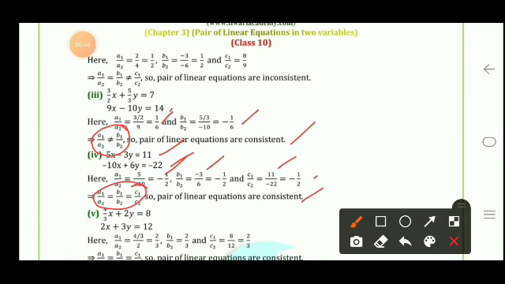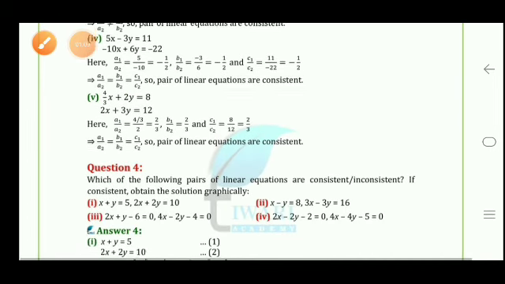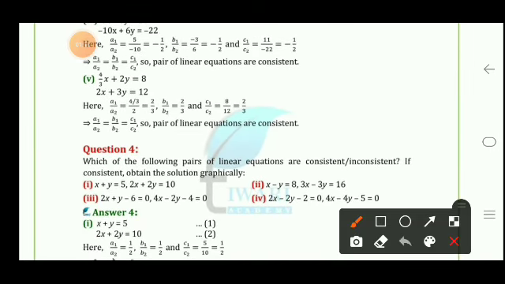Now we have the fifth part, 3x plus 2y is equal to 8, 2x plus 3y is equal to 12. So a1 upon a2 is equal to 3 upon 2, hmm, b1 upon b2 is equal to 2 upon 3, c1 upon c2 is equal to 8 upon 12, that is 2 upon 3. Now we can see here clearly that a1 upon a2 is equal to b1 upon b2 is equal to c1 upon c2. So the linear pair of equations is consistent because there are infinitely many solutions.